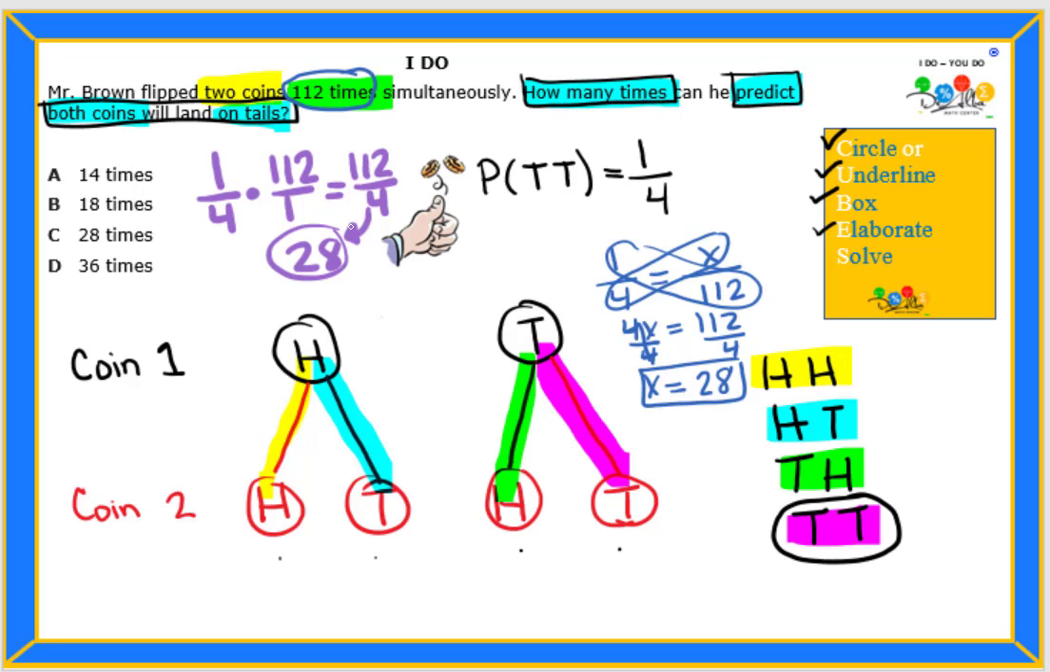So if we answer the question, how many times can he predict both coins will land on tails? The answer is C, 28 times. And we are done solving. And we even solved it 2 different ways to check our answer.